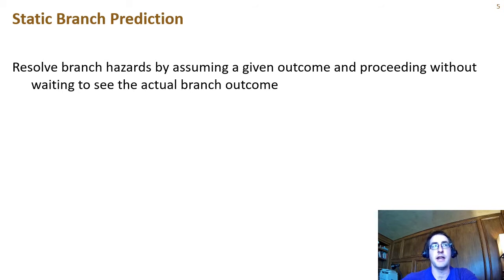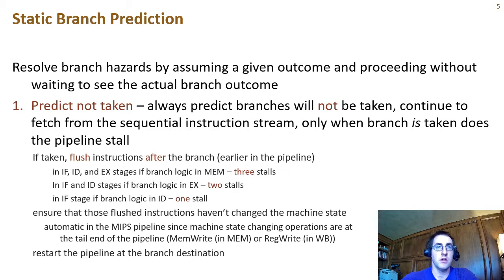So the idea behind branch prediction is to assume the outcome of the branch and proceed without waiting to see what the branch outcome is, and then check if you were right later. So the simplest approach is to predict not taken. Always predict branches will not be taken, continue to fetch and execute the sequential instructions, and when the branch is taken, then the pipeline stalls and you flush the instructions that you fetched. This is implicitly what we've already been doing in the MIPS pipeline by fetching the PC+4 and flushing it in case the branch is taken.